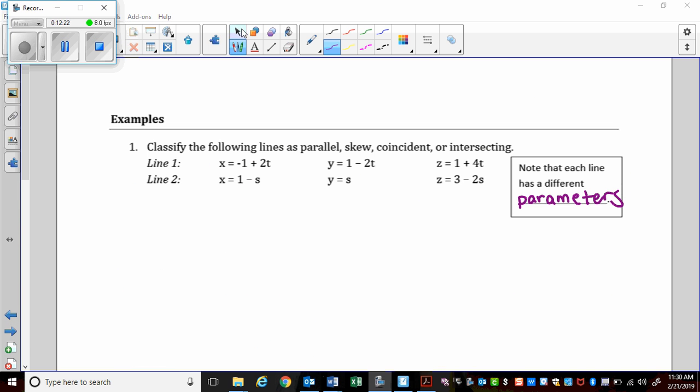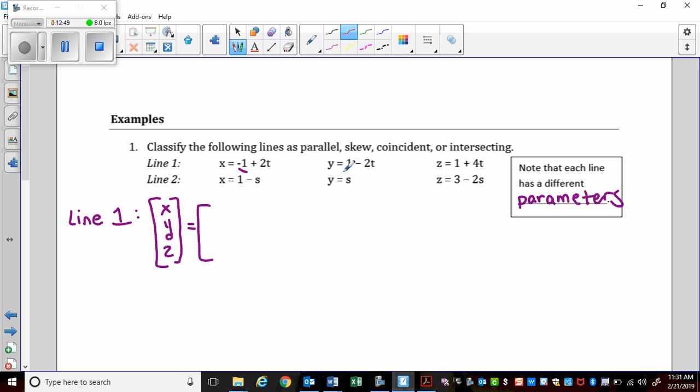Alrighty, we're going to classify these lines. I'm going to make them into a vector first. So line 1. Just notice that they have different parameters. They're not both in forms of t. So line 1, they're both in 3 dimensions. Remember, it's our initial point, which is negative 1, 1, 1. Plus t times our direction, which is 2, negative 2, and 4.